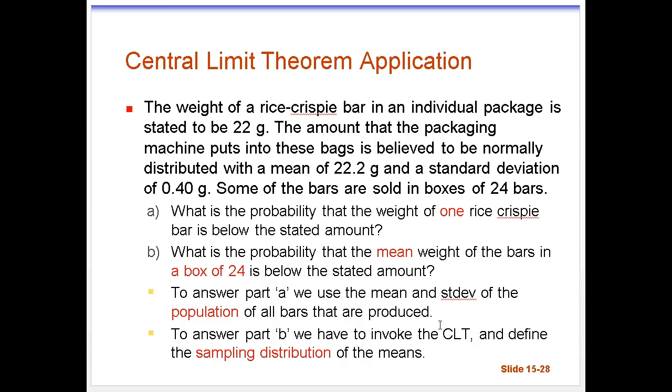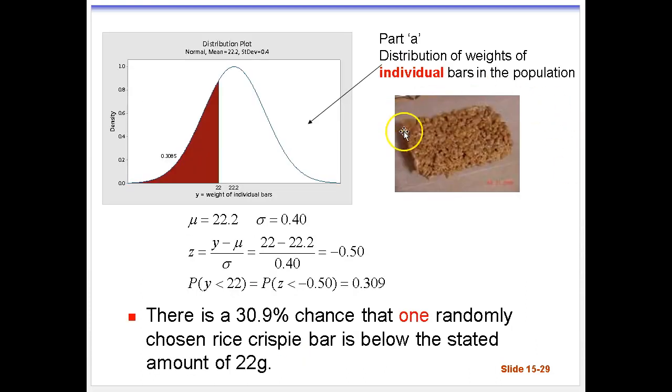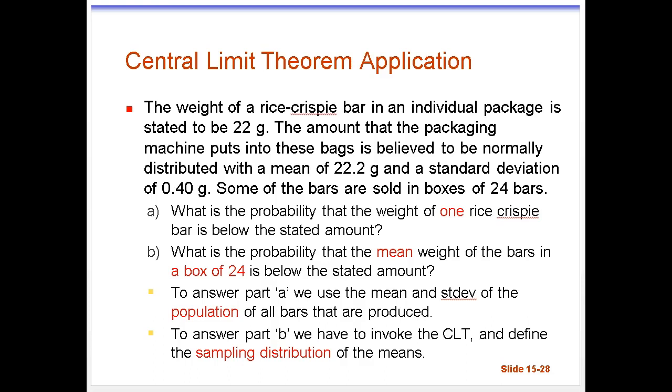So we're talking about Rice Krispie bars. We're told the weight in an individual package is stated to be 22 grams, and I'm just going to flick over here for a second. So I'm talking about one Rice Krispie bar, which you can buy sometimes individually or you can buy in boxes. It says here the amount that the packaging machine puts into these bags is believed to have a normal distribution, so we're told that right at the get-go. The mean weight of all these individual bars is 22.2 grams, and the standard deviation is 0.4 of a gram. And we're told that some of the bars are sold in boxes of 24 bars.